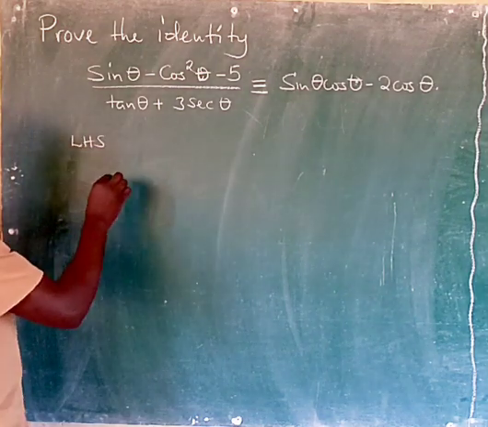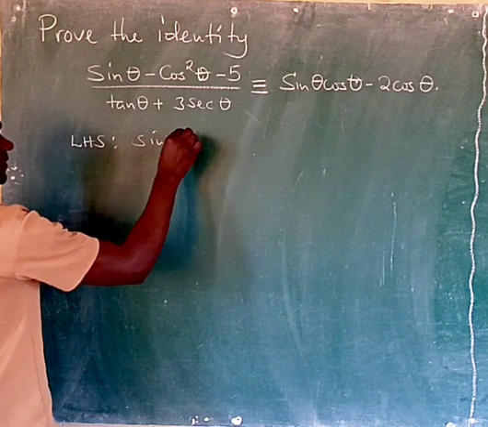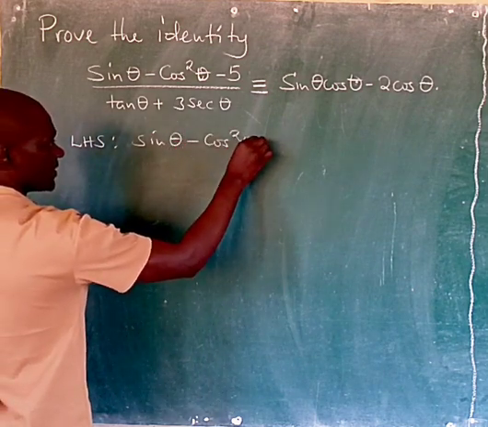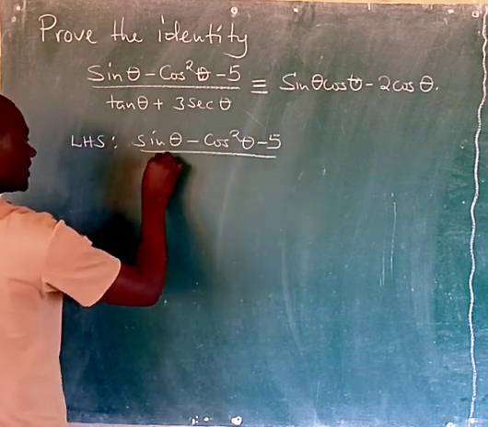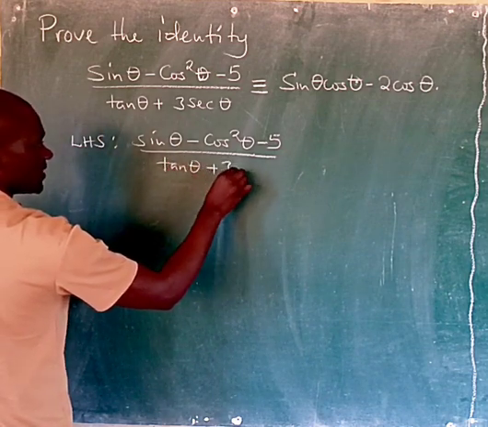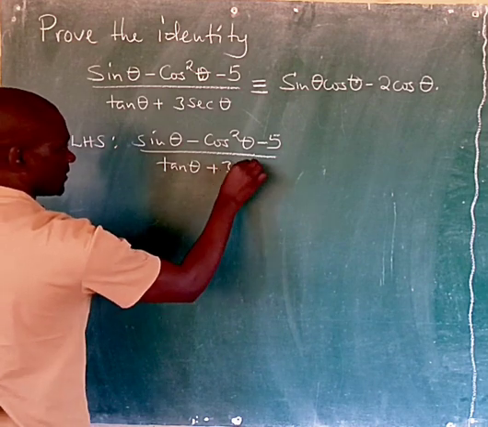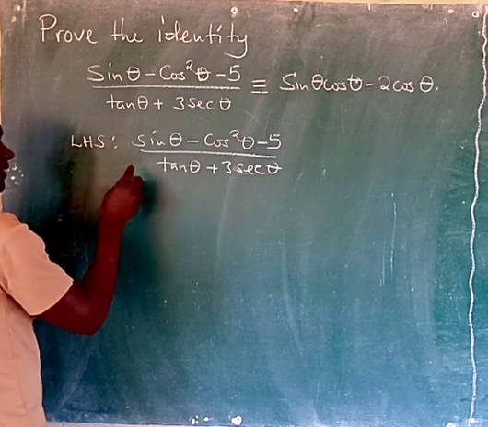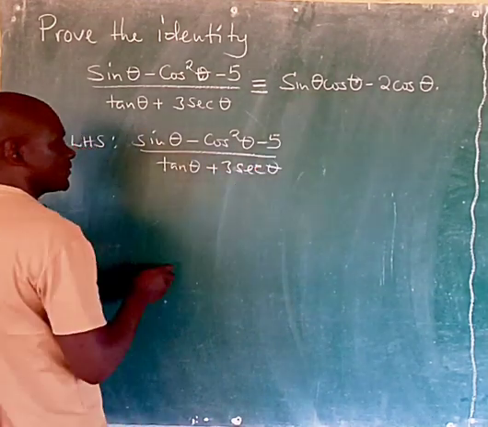On the left-hand side, what we have is sine theta minus cos squared theta, then minus 5, divided by tan theta plus 3 sec theta. So we want to show that this part is identical to that part.